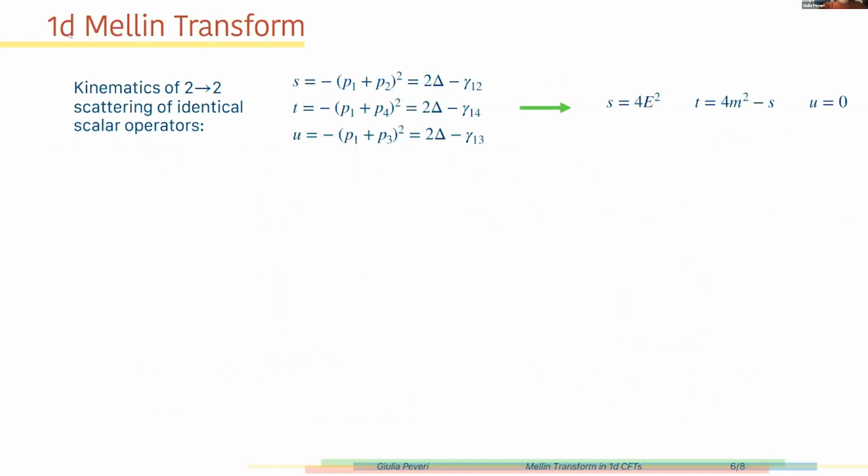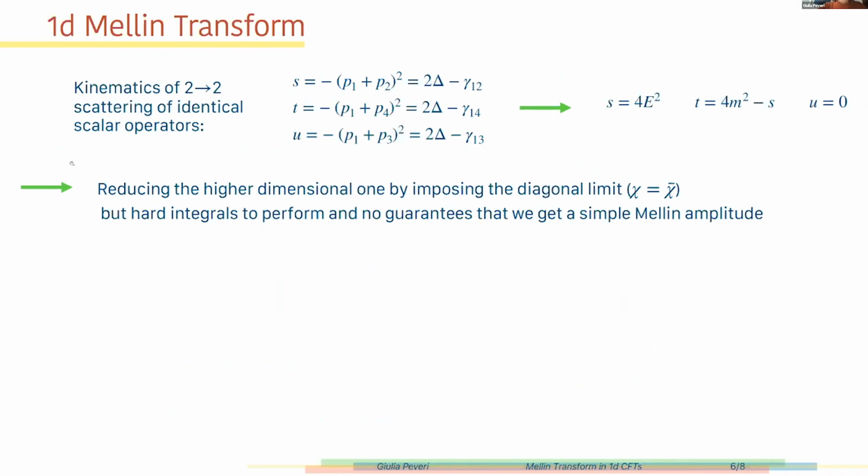And so we tried to extend this Mellin transform, this concept, to 1D. And in 1D, we expect to have, from the kinematics, just 1 Mandelstam variable. And this is what happens indeed with Mellin variables. We are going to have just 1 independent. And the strategy at first was trying to reduce the higher dimensional one by imposing the diagonal limit. So here chi is just the cross ratio, the only cross ratio in this case. But these integrals are actually hard to perform. And indeed, you have no guarantee in the end that you get a simple Mellin amplitude.